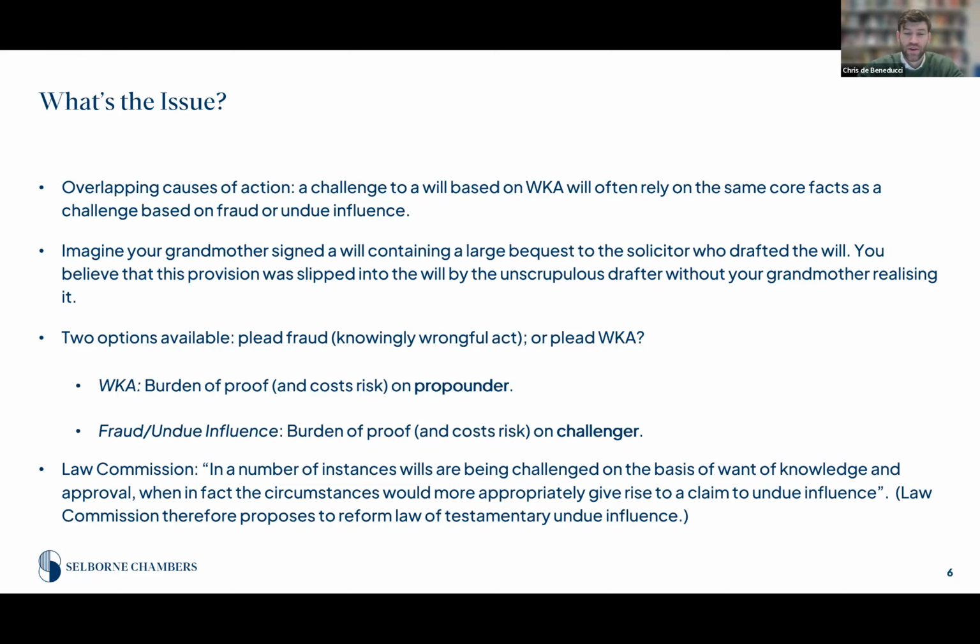How to choose between those two options? If you want to establish fraud at trial, you'll bear the burden of doing so, and you'll likely pay the other side's costs if your challenge fails. On the other hand, if you allege want of knowledge and approval, then it's the propounder who bears the burden of proving that there was knowledge and approval. And even if your challenge is unsuccessful, you might hope to avoid an adverse costs order on the basis that the circumstances reasonably called for investigation.